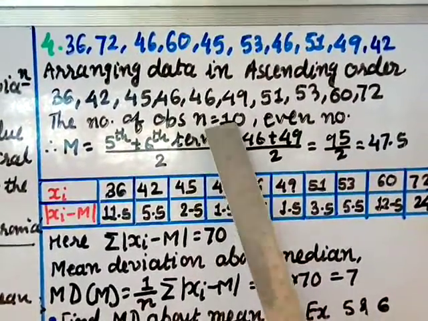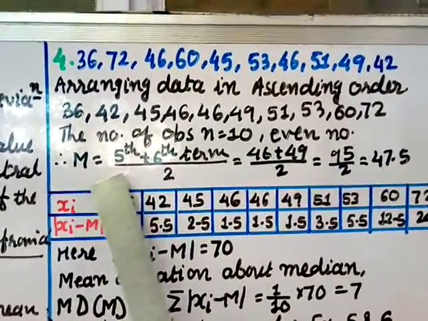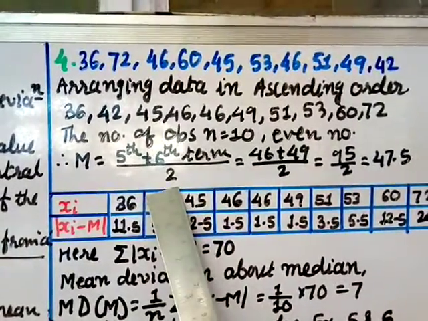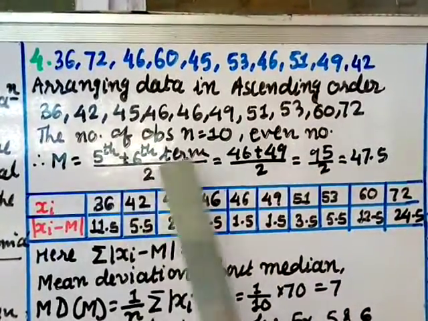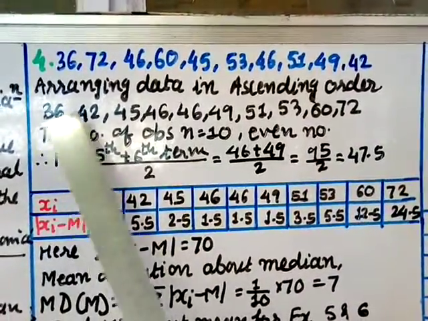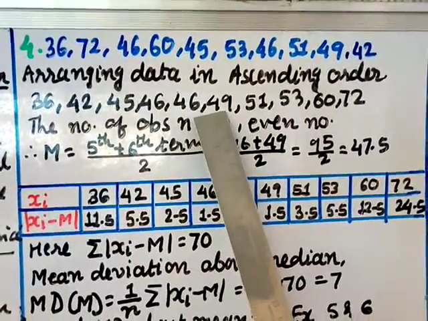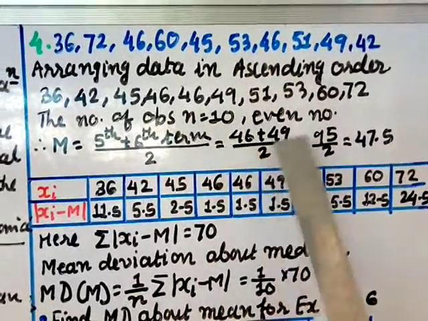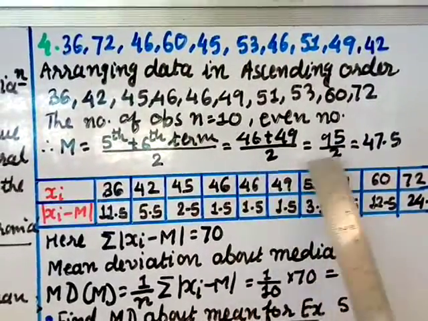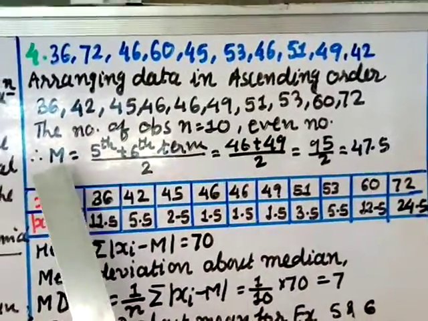Divide by 2. So when you divide 10 by 2, you get 5. So that means the 5th plus 6th term divided by 2. Now from here you find the 5th term and 6th term and take their average. So 1, 2, 3, 4, 5, the 5th term is 46 and the 6th term is 49. 46 plus 49 by 2. Find that sum, that is 95, divide by 2. Division will give you 47.5. So this is your median.